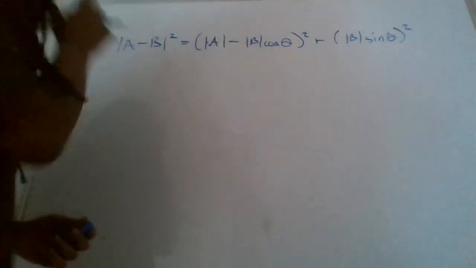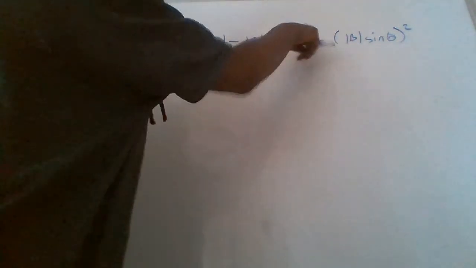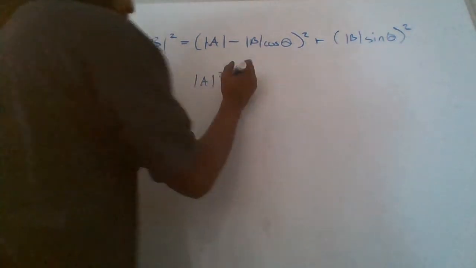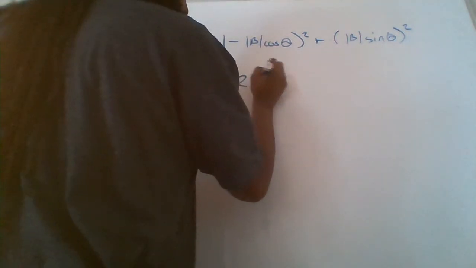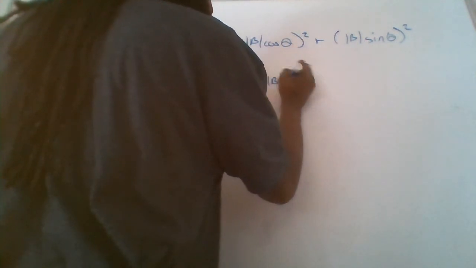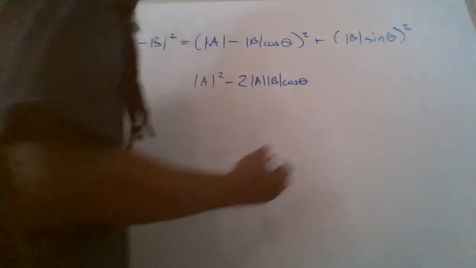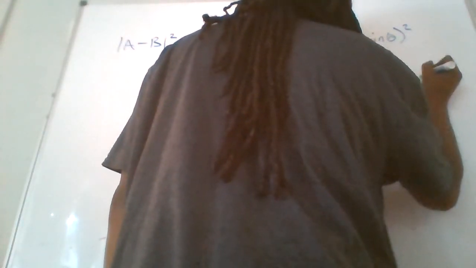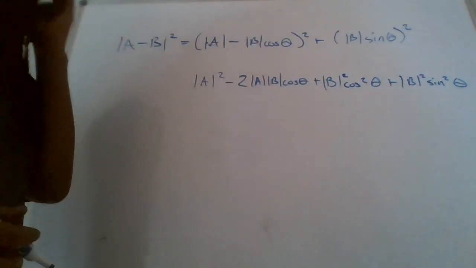Right? Okay, so let's solve. Now, A minus B cosine theta squared is going to give us the magnitude of A squared, minus 2 magnitude of A, magnitude of B, cosine theta, plus magnitude of B squared cosine squared theta, plus magnitude of B squared sine squared theta.